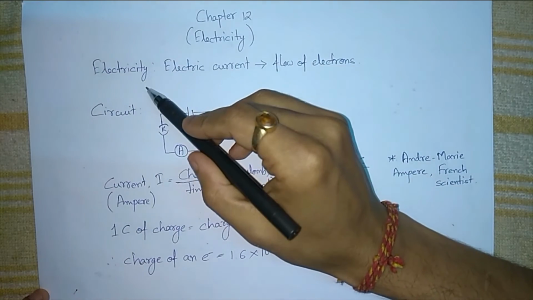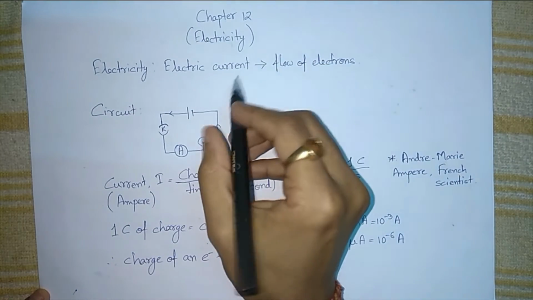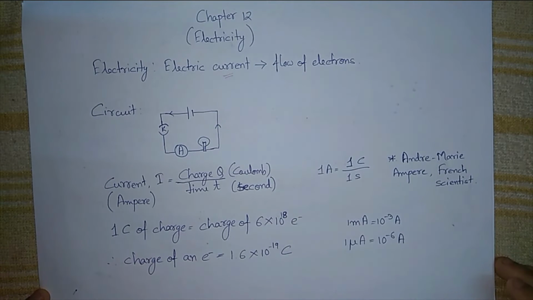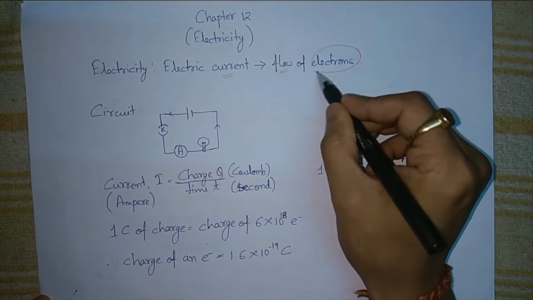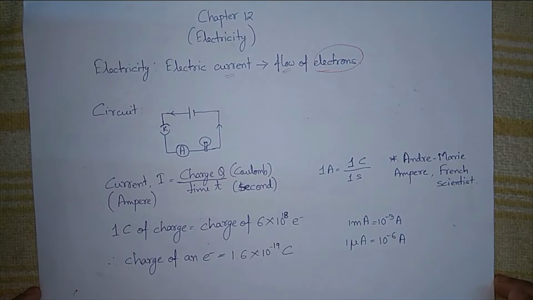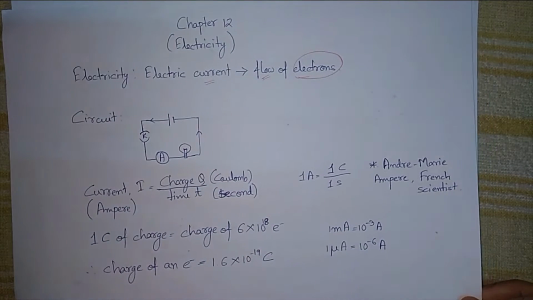So electricity is also known as electric current. Current means flow. We all know that, like water current means flow of water. So electric current means flow of electrons. In earlier videos I have already mentioned electrons and gone through the presence of electrons inside the atoms. So in this video I am giving the concept of electrons again.